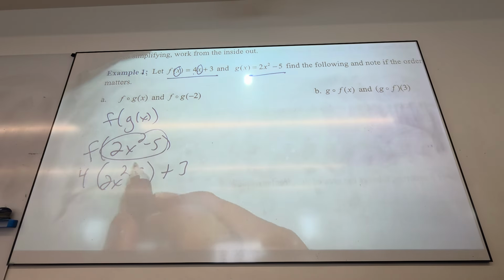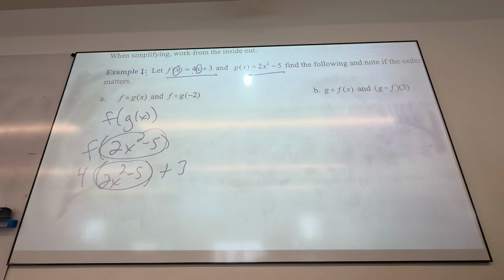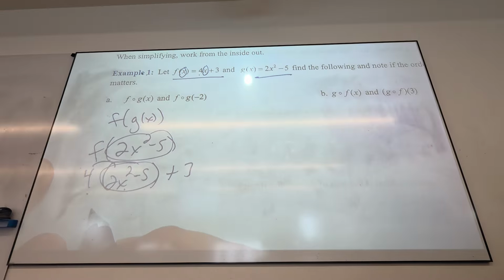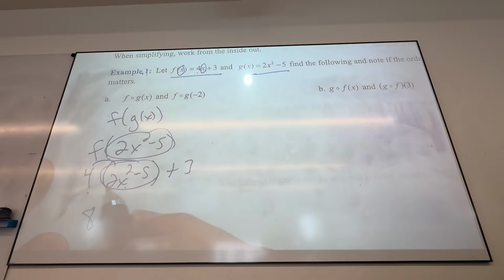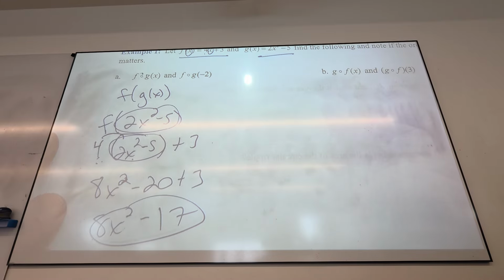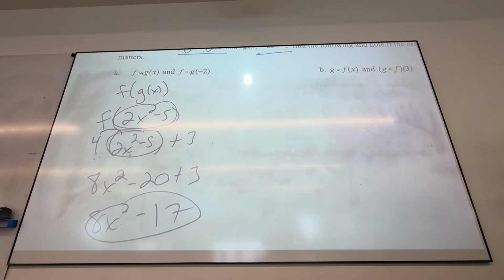I can do a little bit with this. What can I do with this? I can circle it. Go home, Jeff. No. What can I do with this? Distribute. 4 times 2x squared is 8x squared. 4 times negative 5 is negative 20 plus 3. So what's negative 20 plus 3? Negative 17. So simplify after you plug stuff in.